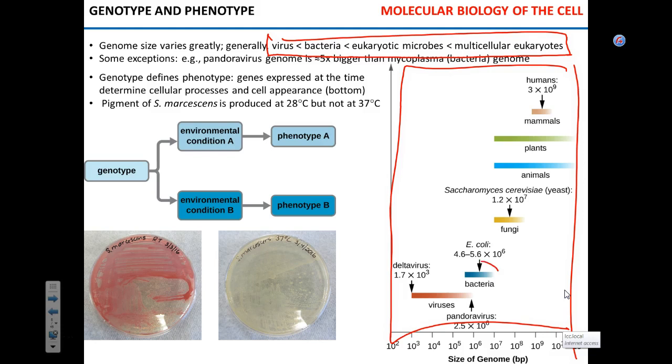However, since there is an overlap, there are viruses that have genomes larger than some bacteria. Example, Pandora virus. I mentioned it, I think. It's a gigantic virus. The genome has 2.5 million nucleotides. The bacterium Mycoplasma, the smallest independently living organism, has a genome size of 500,000, five times less than Pandora virus. You see, you can find examples when a virus has a larger genome than bacteria, okay?